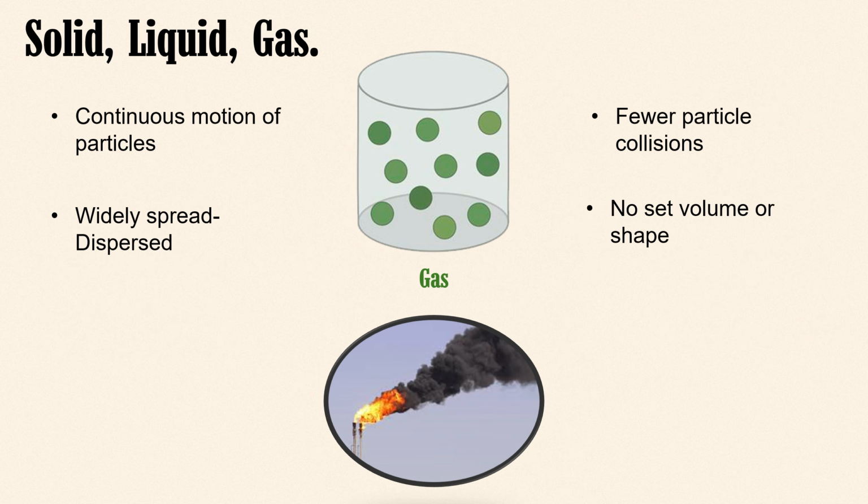Finally, we'll also talk about gases, where particles in gases are in continuous motion and are widely dispersed. And inherently, there are fewer collisions between particles at reasonable pressure. Think of how you and one of your friends might be running on a field, very far apart from each other. You're not so likely to collide with your friend. And they have no set volume or shape.